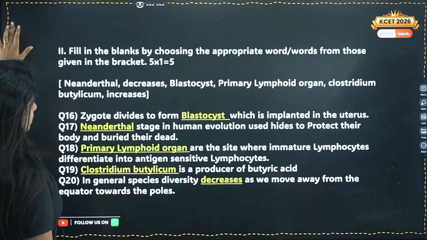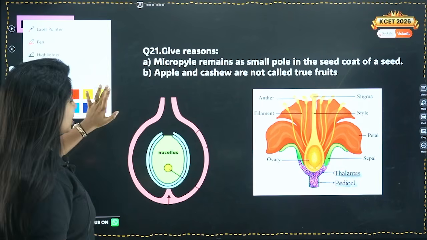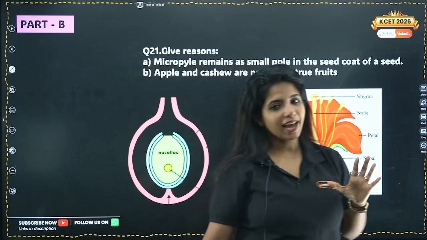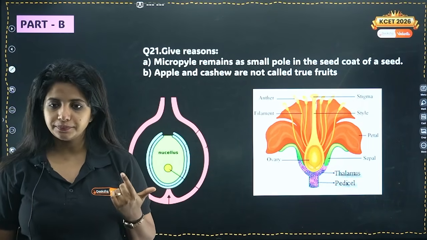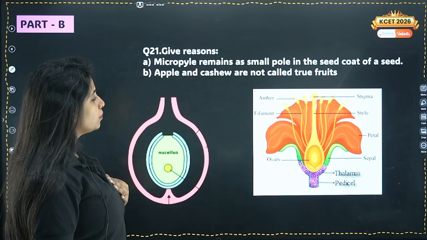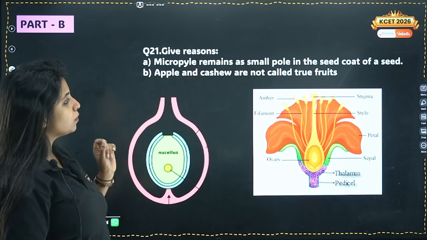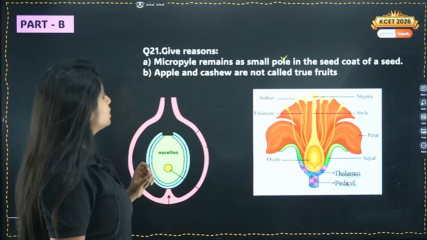Okay? Next, now we are going ahead with the 2 marker section. You have to attempt 5 of the questions, but I have explained all the 7 questions. Listen to me carefully. We'll go fast over here. Okay, so let's go. Micropyle remains as a small pore, not pole, a small pore in the seed coat of the seed.